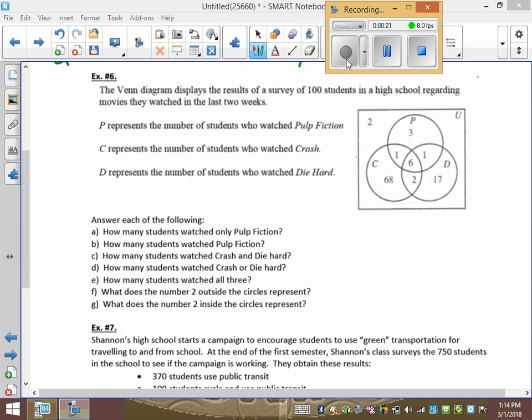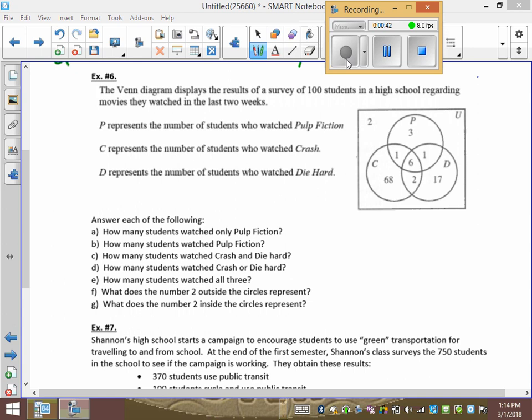What about this 1 and 6? What's in the P and the C? So if they said P and C only, you'd put in this little piece here, correct? But if they say P and C, what are you going to have to do? Subtract off the middle, right? So that's how we're going to have to work from middle out, okay?